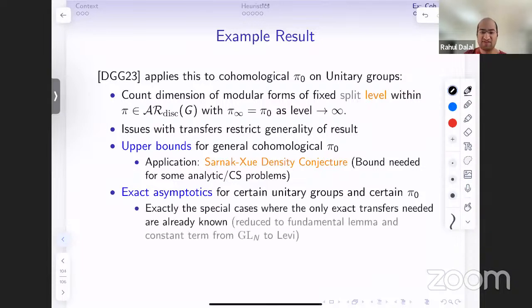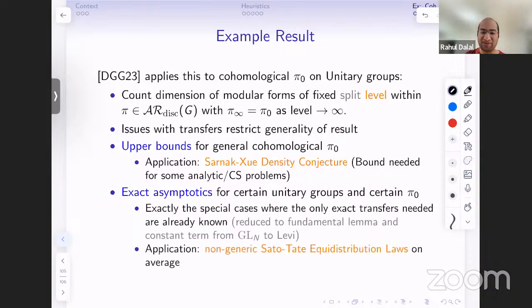These are basically exactly the special cases where the transfers needed were already known. So again, we just piece together already known cases of the transfer until you can actually get a result. And there's some number theory applications there. There's a Sato-Tate equidistribution on average that's very analogous to the Shin-Templier result.